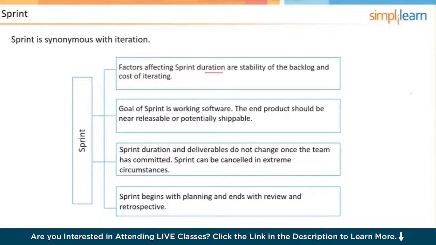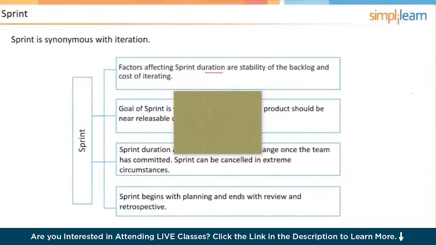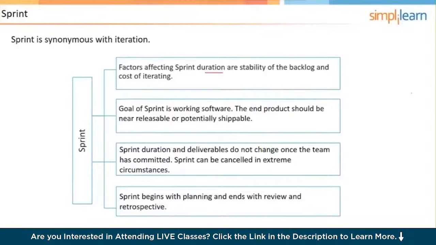Now, on the other hand, another factor is the cost of iterating. Every time we do a sprint, there are costs associated with the sprint planning meeting, the sprint review, the sprint retrospective, right? People show up to those meetings, you got to pay them. So there is an overhead cost to actually doing sprints.